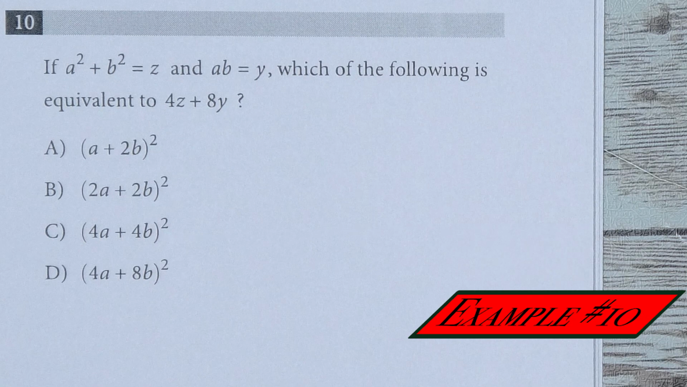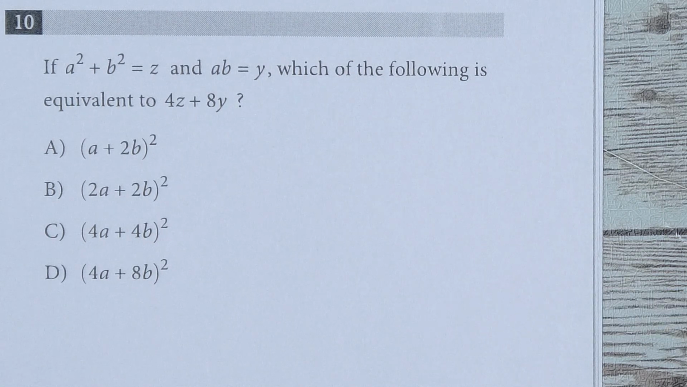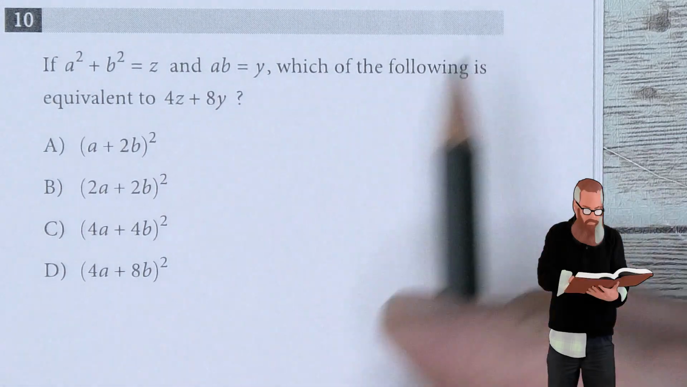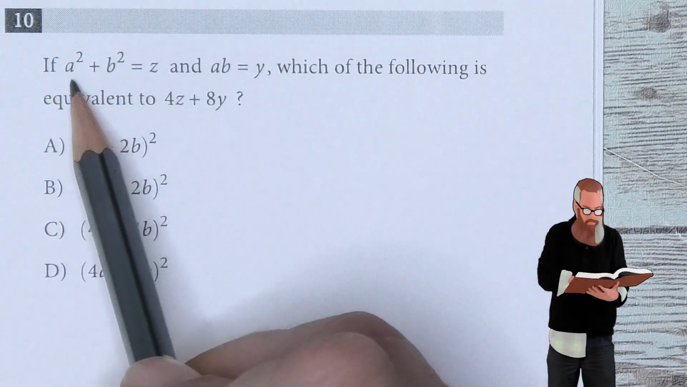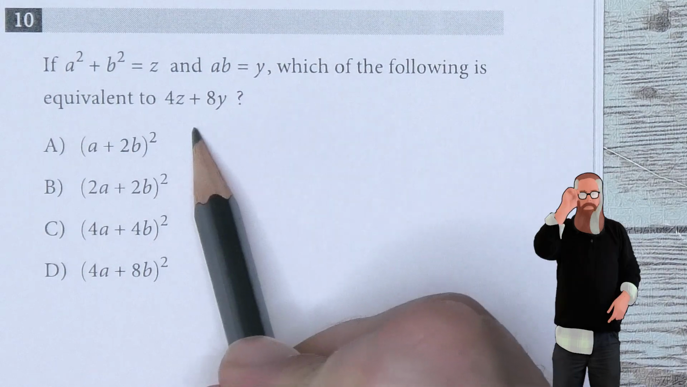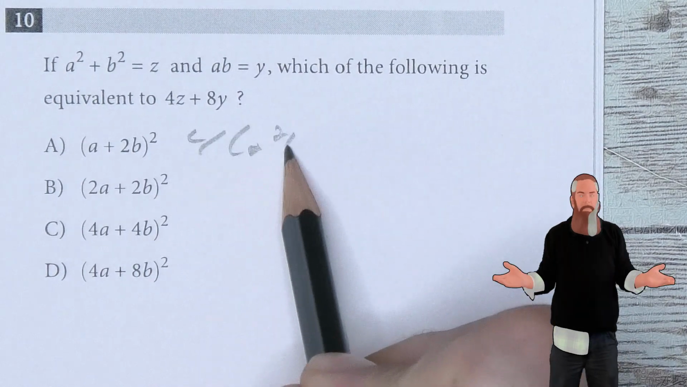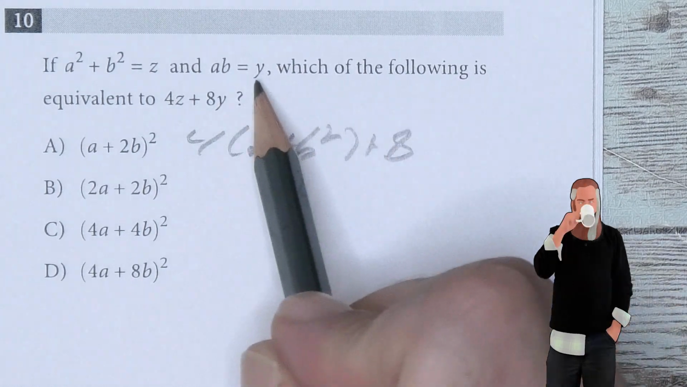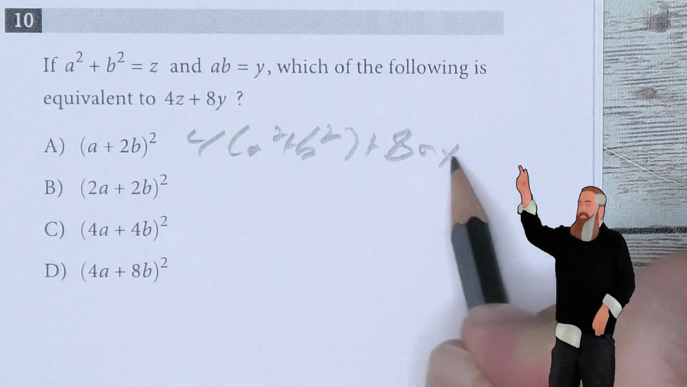If a squared plus b squared is equal to z and ab is equal to y, which of the following is equivalent to 4z plus 8y? We're looking at this 4z plus 8y. I already know that z is equal to a squared plus b squared, meaning I can say 4 times (a squared plus b squared) plus 8 times y, which is ab.